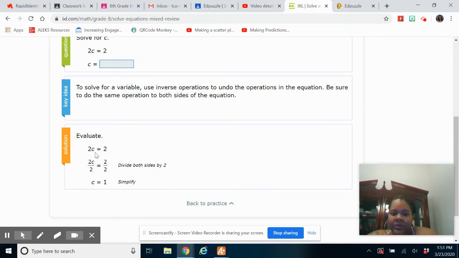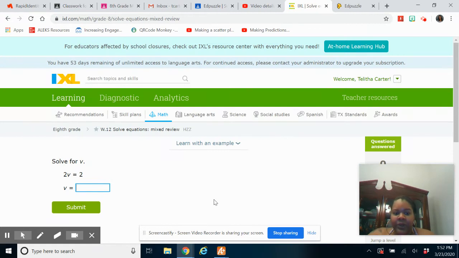So here we have 2c equals 2. 2c is multiplication. Whenever you have a constant or a number next to a variable, that's always multiplication. So the inverse of that is going to be division. So we divide both sides by 2 because we want to get rid of this 2 next to the c. 2 divided by 2 cancels out. So that leaves you with c. And then 2 divided by 2 over here is 1. So c equals 1.